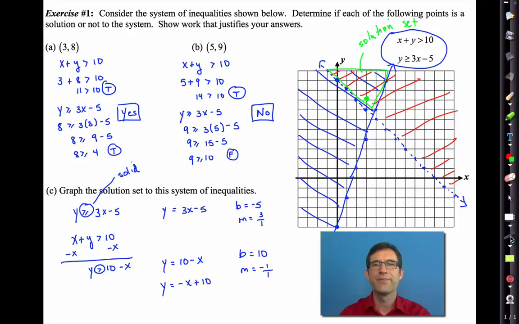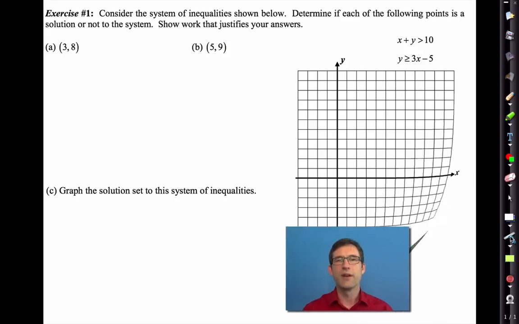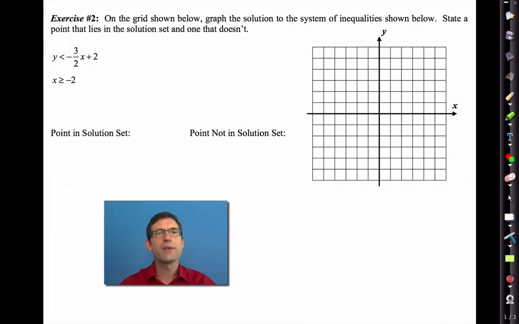All right, here we go. That's gone. Let's move on to the next exercise. So exercise number 2. On the grid shown below, graph the solution set to the system of inequalities shown below. State a point that lies in the solution set and one that doesn't.